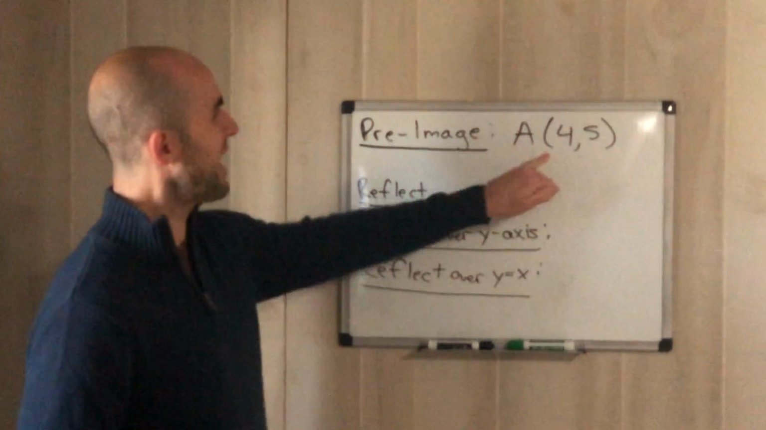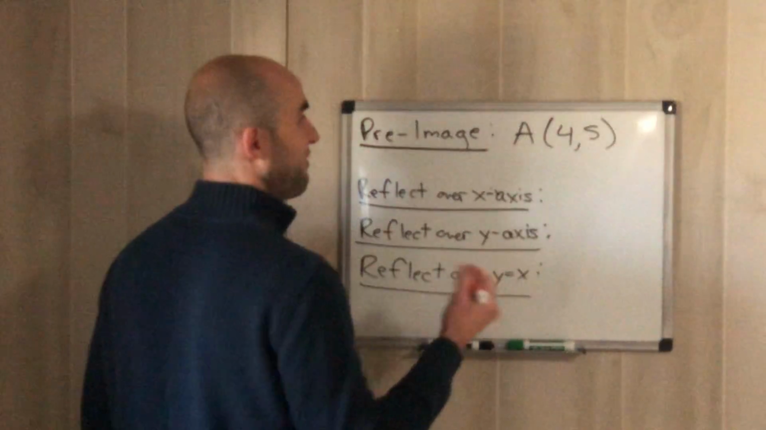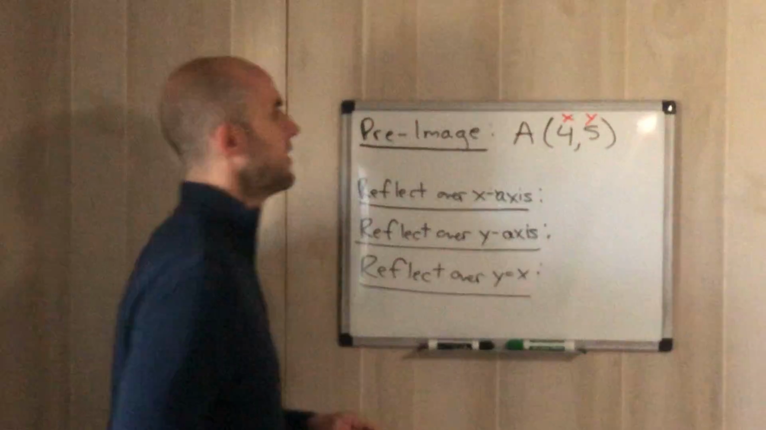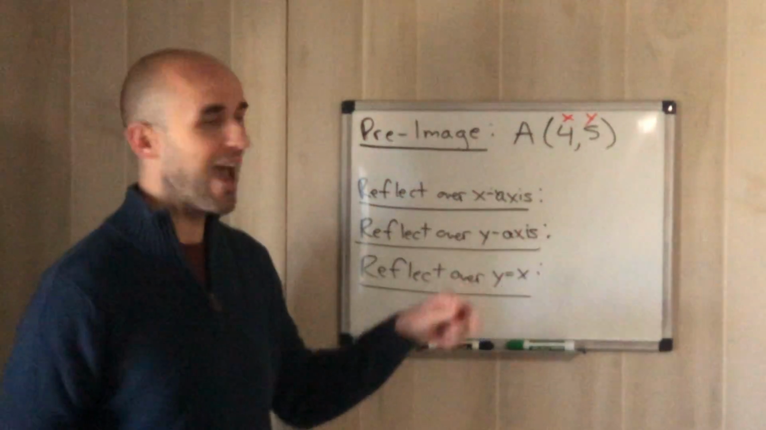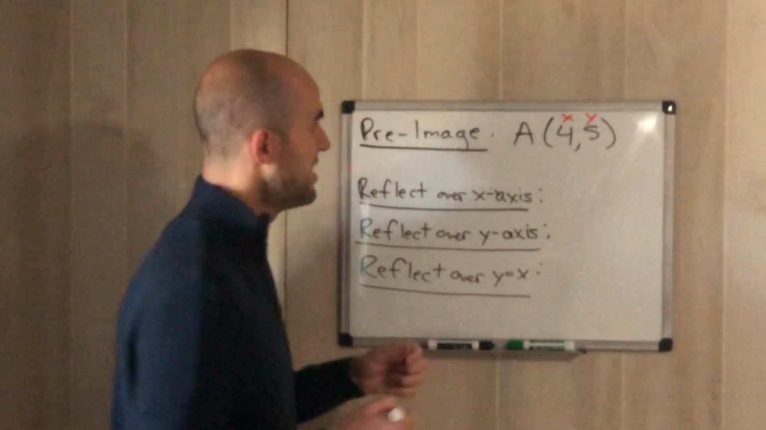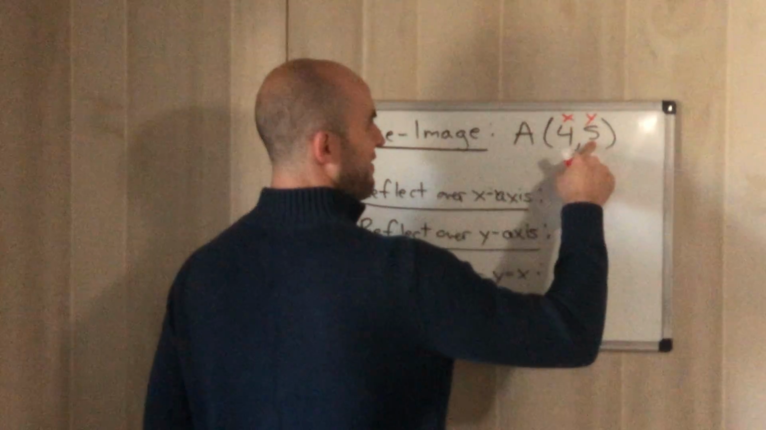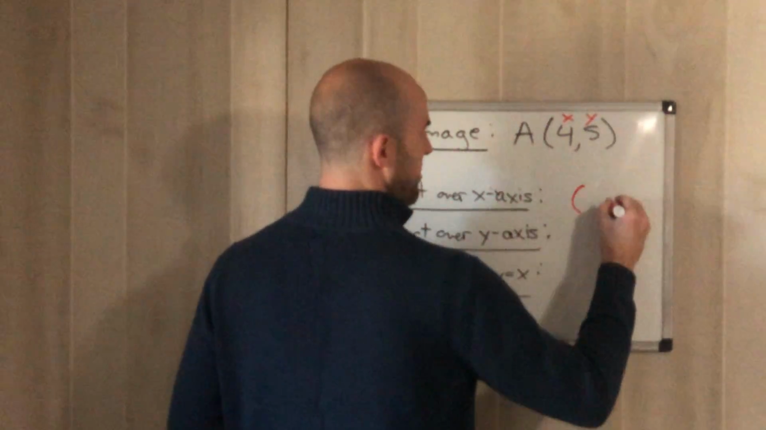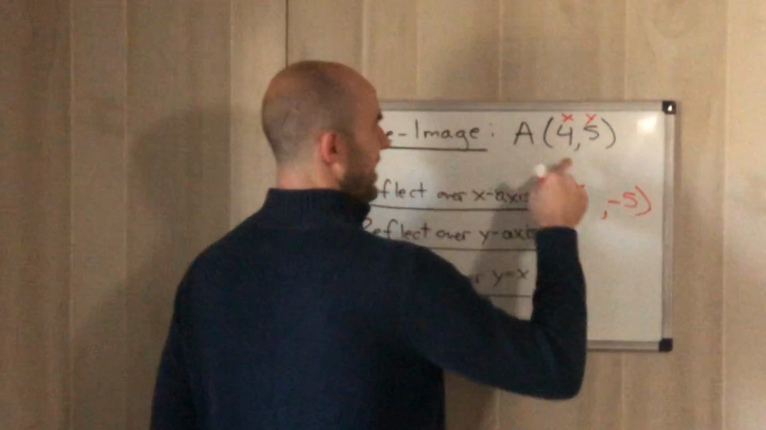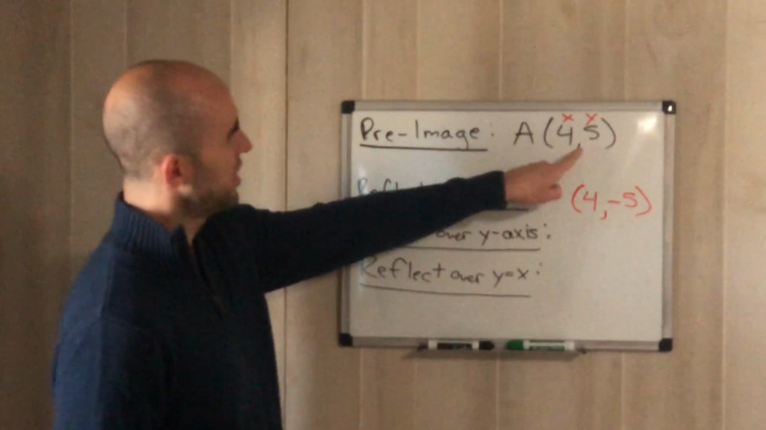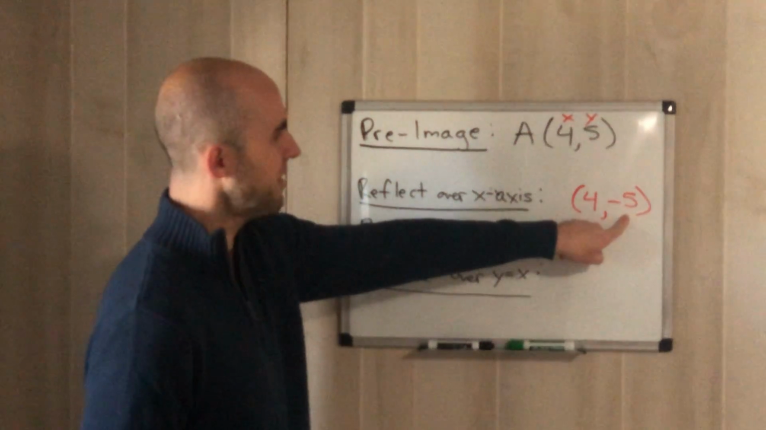So if we reflect this over the x-axis, and if it helps, label it. That's our x, that's our y, right? Whenever we reflect over the x, you change the y, right? So we're only going to change the y. So if that 5 is positive here, it's going to become a negative 5, right? And again, the x stays the same. So whenever you reflect over the x, you just change the y, right?